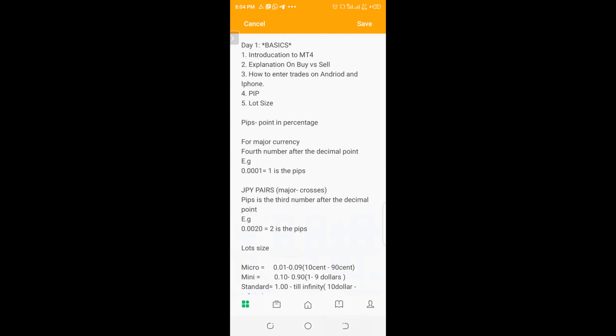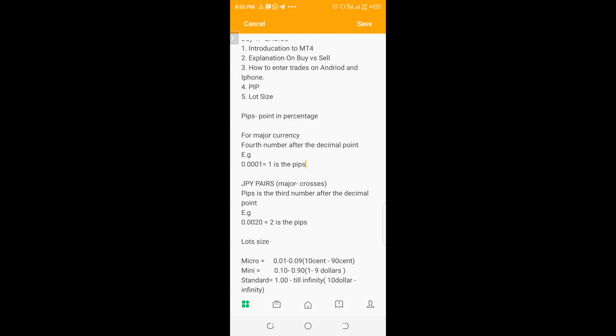So now 1 is my pip here. If I'm looking for 9 pip, it is 0.009. If I am looking for 10 pip, it's going to move forward. It's going to be 0.010. 20 pip is 0.020. So guys, you can just take a screenshot of what I have here, so you can look at it after the session.